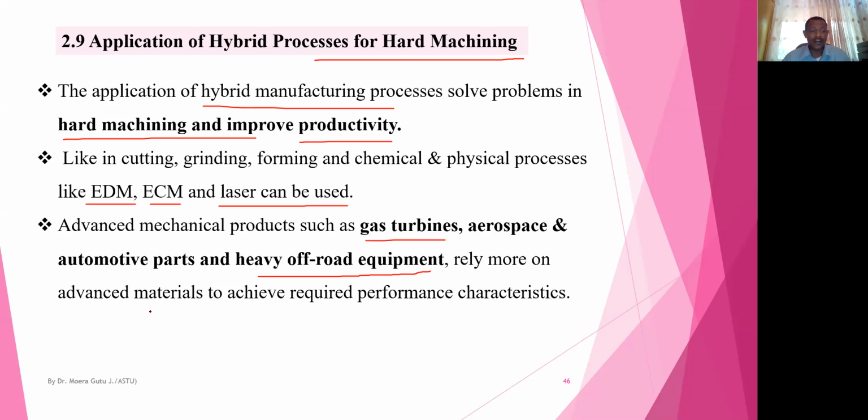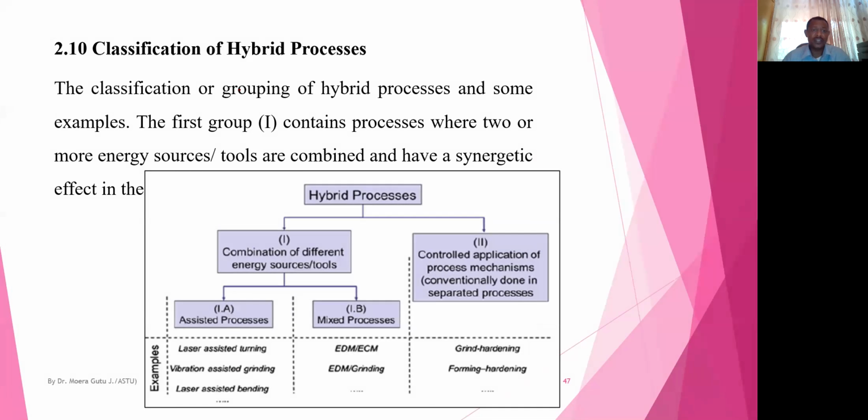Such products rely more on advanced materials to achieve required performance characteristics. The formation of new materials to meet environmental failure criteria will cause difficulties in machining industries. So the development of new machining techniques or updating existing ones, and investigation of new cutting tools to cope with the development of new workpiece materials, is one challenge in the machining industries. Next, the classification or grouping of hybrid processes and some examples.